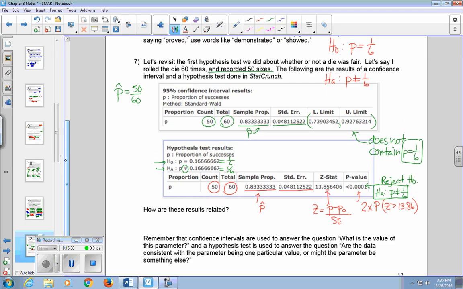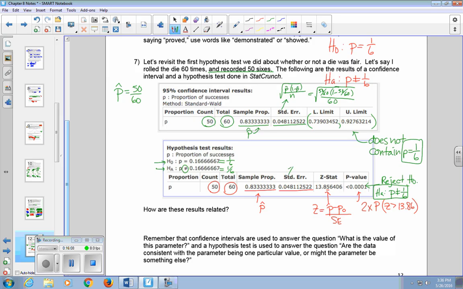So let's take a look at the different standard error. Up here for your confidence interval, remember that this standard error gets calculated by taking the square root of P hat times 1 minus P hat over your sample size n. So in this case, our P hat was 50 out of 60, times 1 minus 50 over 60, and our sample size was 60.